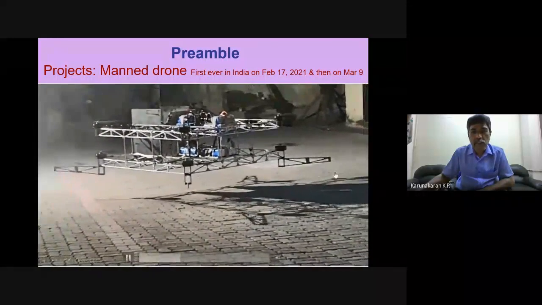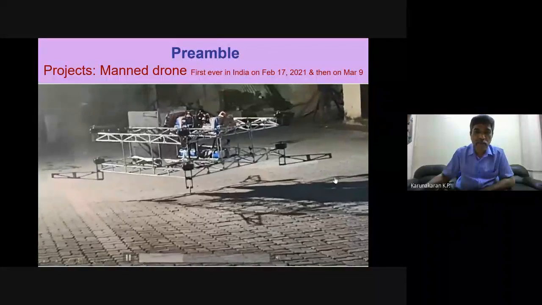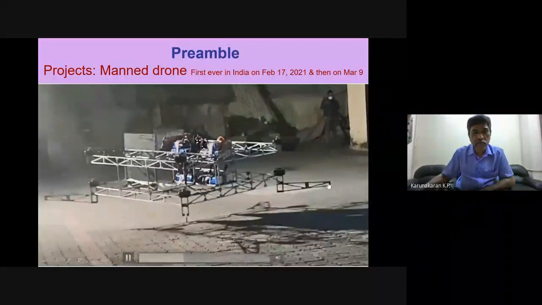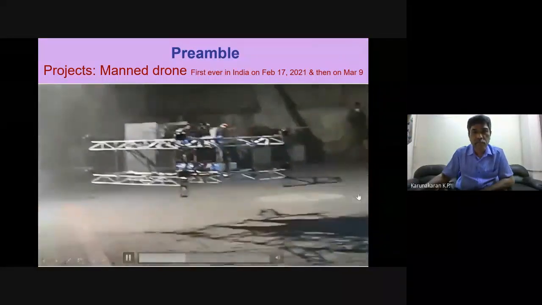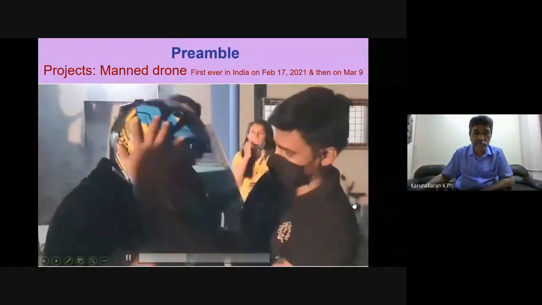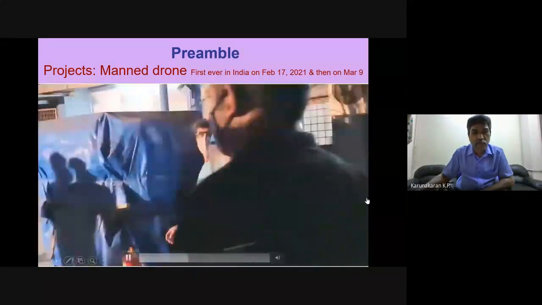This was done just in front of our lab called Rapid Manufacturing Lab. So this is empty flying first time. Even before that, we made a few more models which I have not shown in the video.